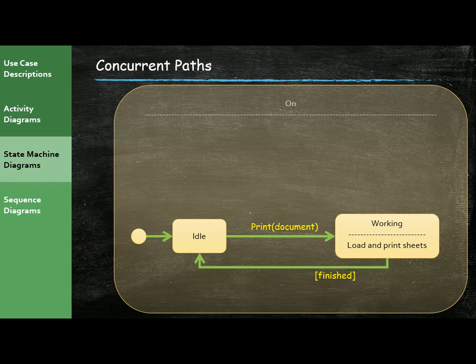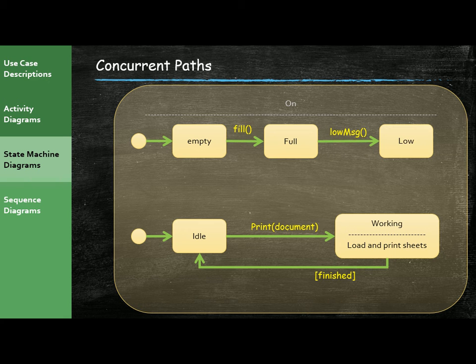So another thing we could have is concurrent paths. Here's that same on state, but within the on state, we already talked about being idle and working, but we can also have a concurrent state for the printer being empty. Usually when you buy a printer, our initial state is empty. You put paper in. So with the fill action, we transition to being full by filling the magazine. And then when we print a bunch of stuff, eventually it's going to be low. So the low message transitions us to being in a state of being low on paper. And in order to get back to full, we can fill again. Or if we keep printing and we fail to fill it, eventually we get back to empty.